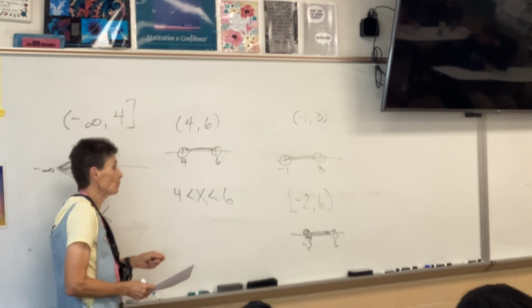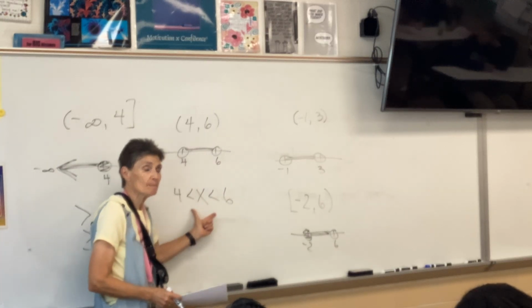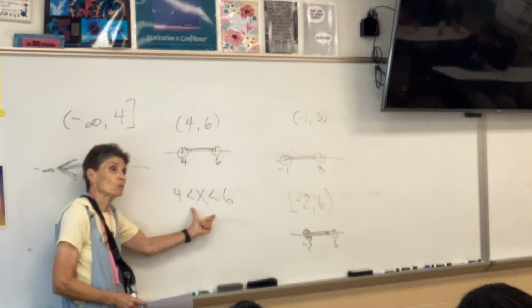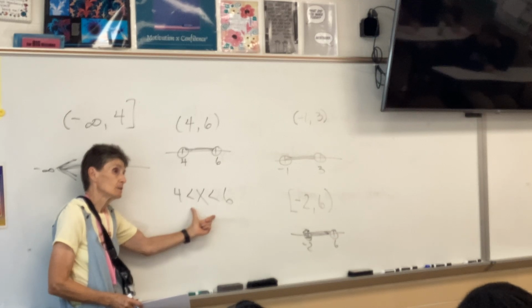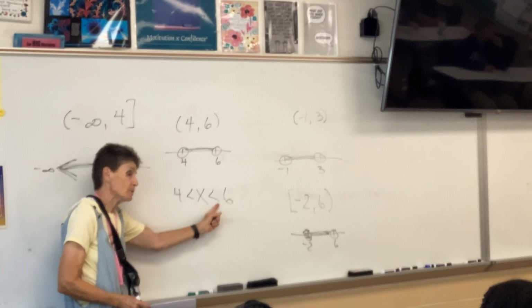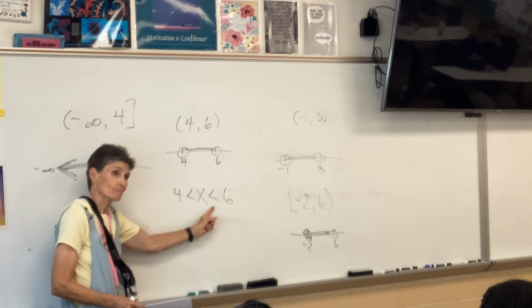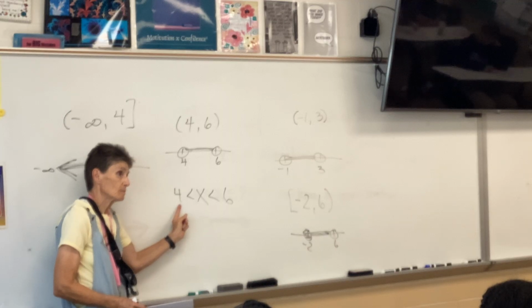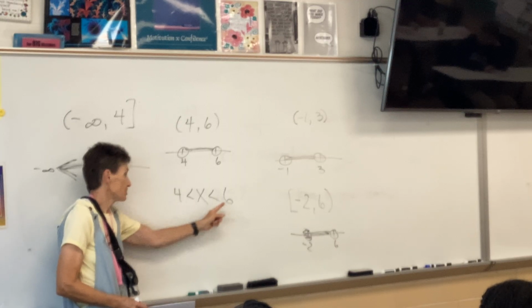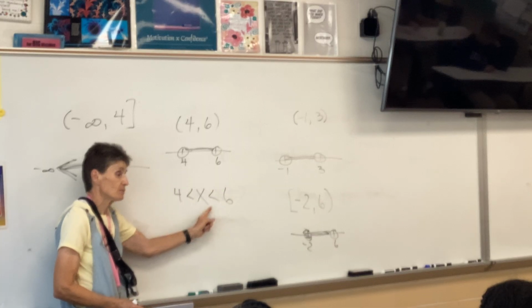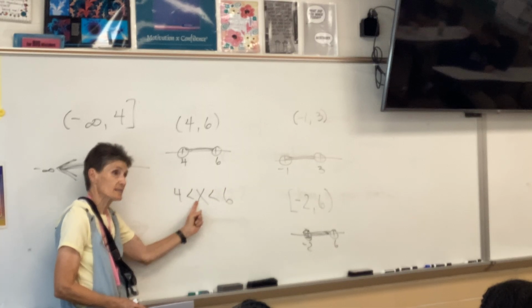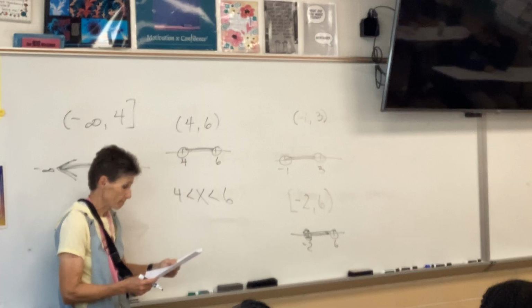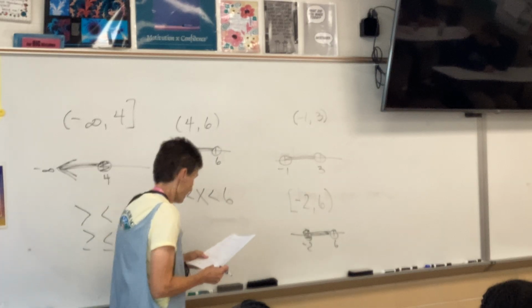When you write a compound inequality, these symbols will always be less than. X is bigger than 4, X is to the right of 4, but it's less than 6, to the left of 6. Always use less than. All right, how about this one?